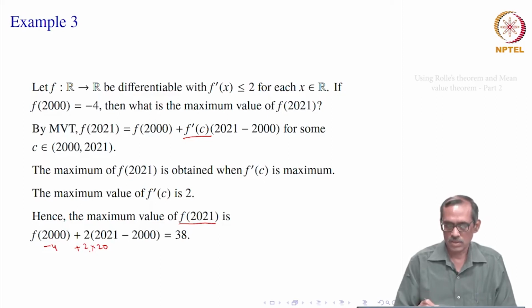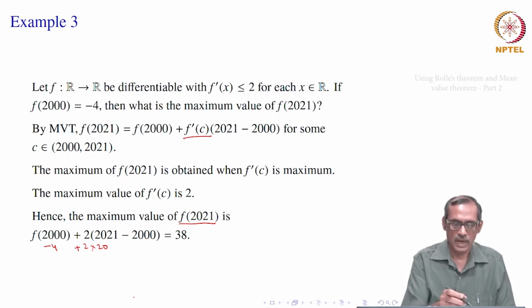But it is not yet finished. We say that this is the maximum possible value. So, is it really attained? That means, whether there exists a function f which satisfies these constraints and gives f of 2021 equal to 38. Of course, you can construct an example very quickly, because f prime x you are taking as 2 and f at 2000 is minus 4.